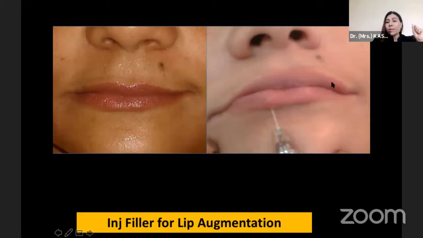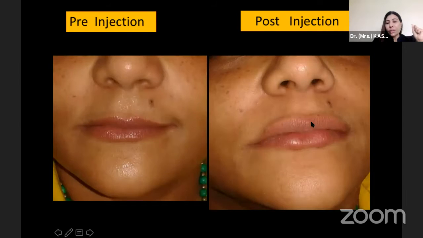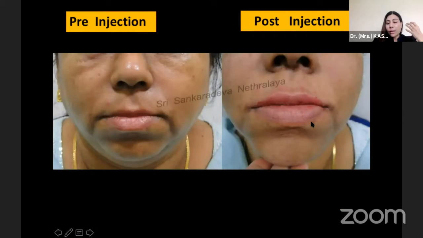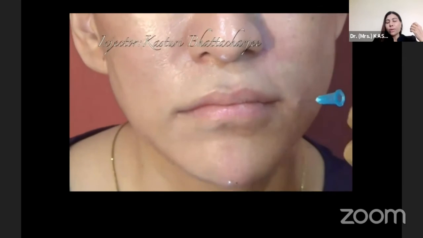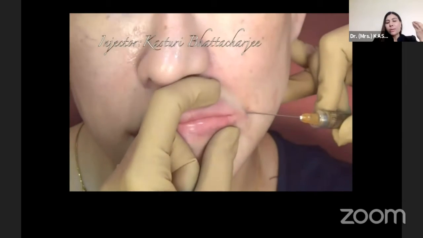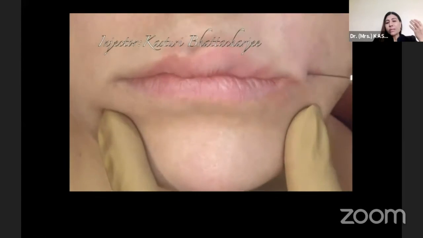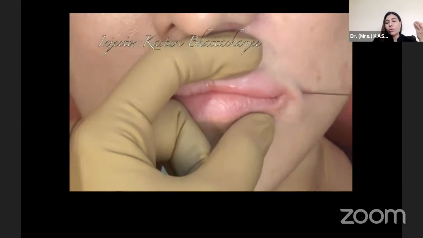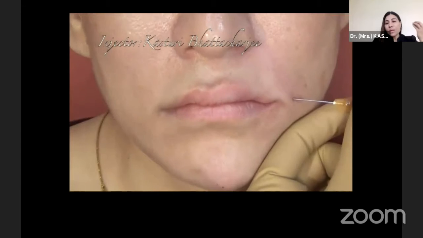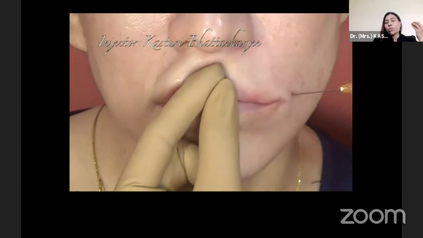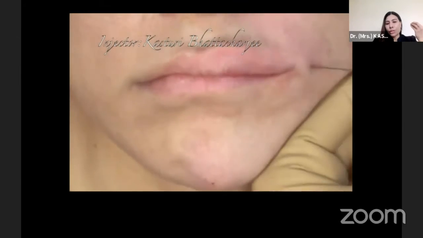If you want to augment the pillars, this is best done by injection technique. But if you want to enlarge or give volume and also make the lip look much younger, the best is by doing a cannula. So what I believe, these patients sometimes are so fair, you don't want to have a bruise. The advantage of this cannula is that you don't have a bruise. The patients are much happier.